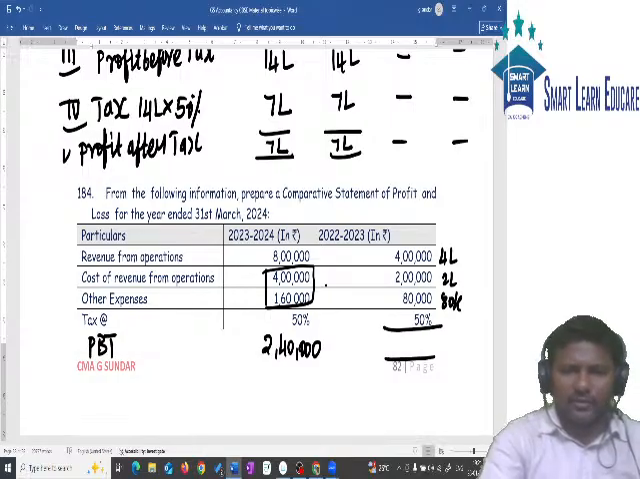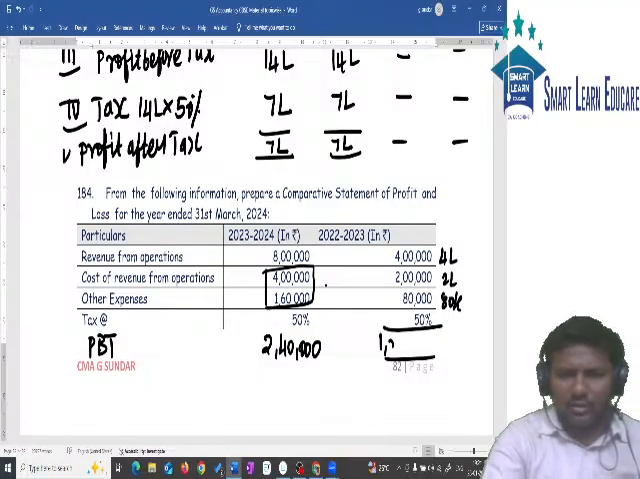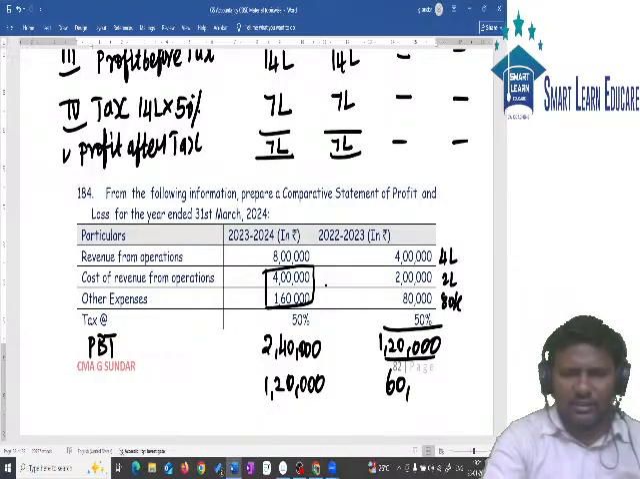Also here, profit before tax is 1 lakh and 20: 4 lakhs minus 2 lakh 80,000. What is tax? Tax is 1 lakh 20. Here what is tax? 60,000. What is the change in profit? 1 lakh 20. And here what is the change?